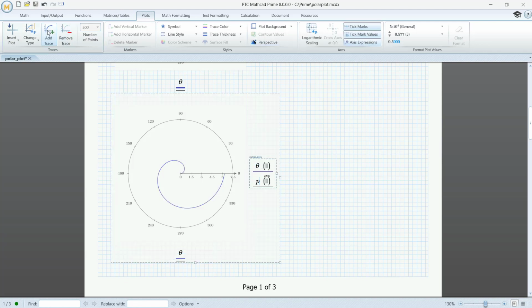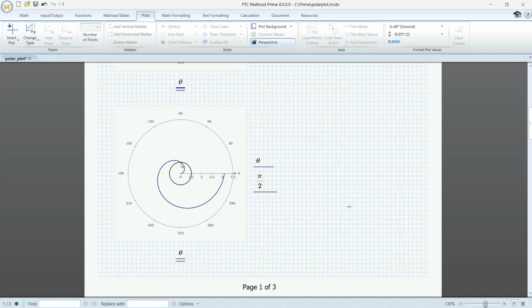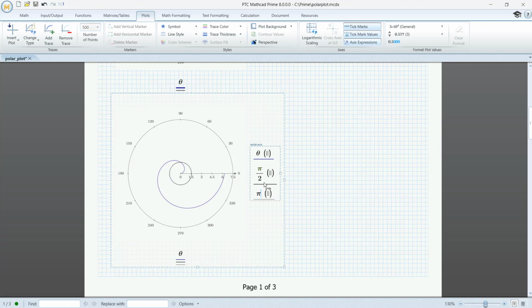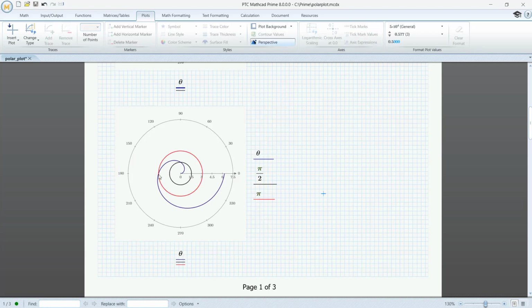Pi divided by 2. It intersects the spiral here exactly at 90 degrees. So that's okay, as pi divided by 2 corresponds to 90 degrees. Let's take another one. It's easiest with Shift Enter to insert a new trace. We have intersection here at 180 degrees. So this seems to be correct.